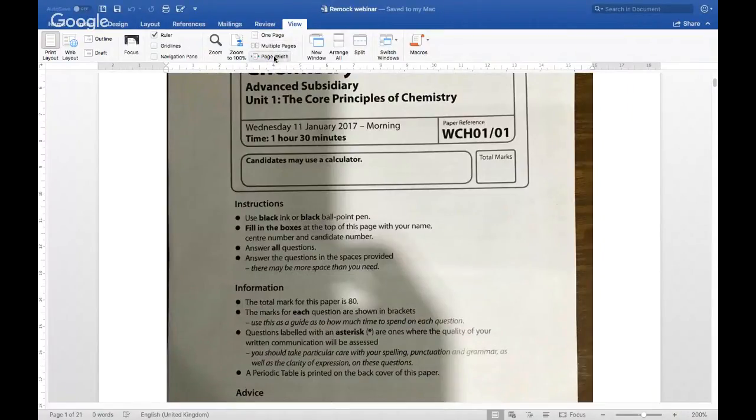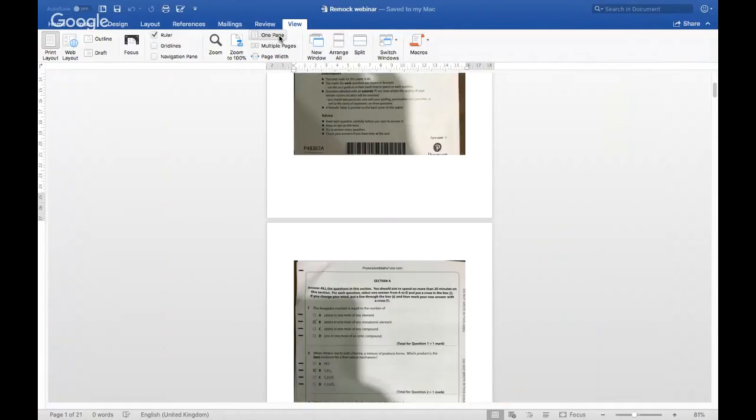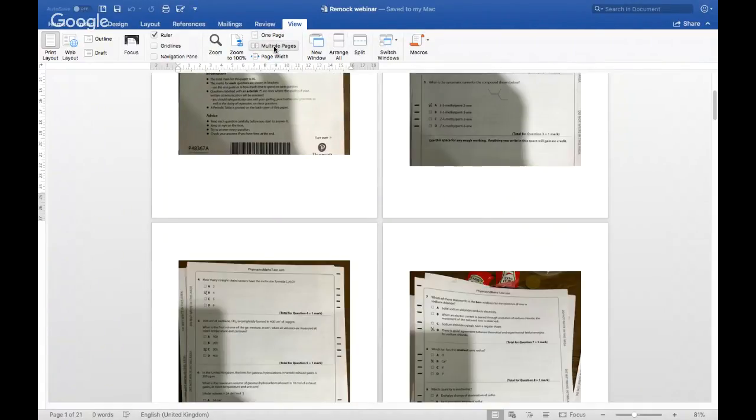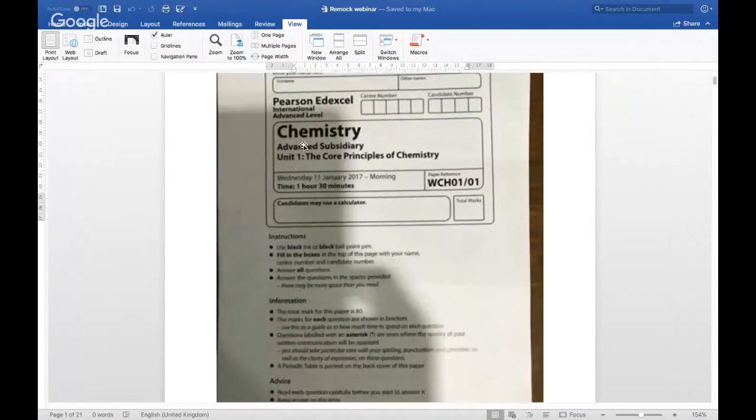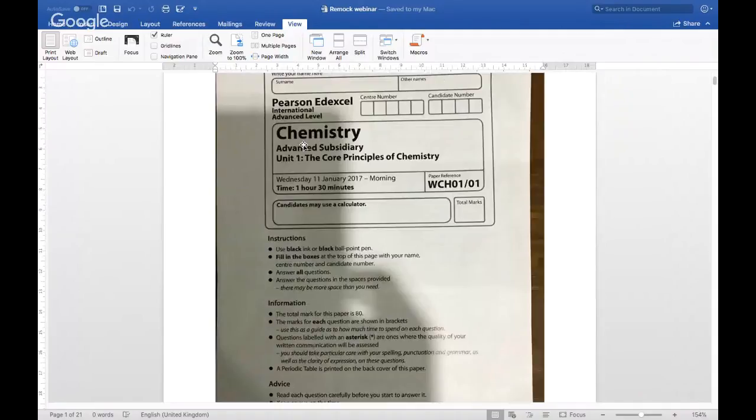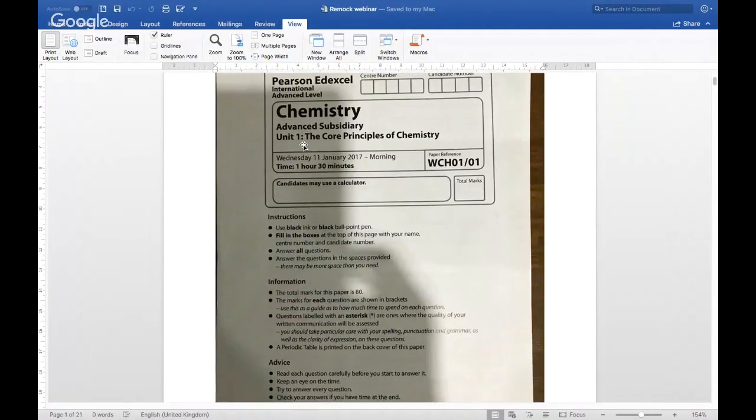View one page, multiple pages. No. One page. What I'll do is I'll just scroll up. Just a reminder, folks, that if you want to be able to see it properly, then it's worthwhile if I do web layout, maybe.